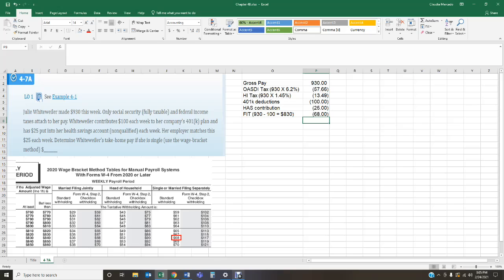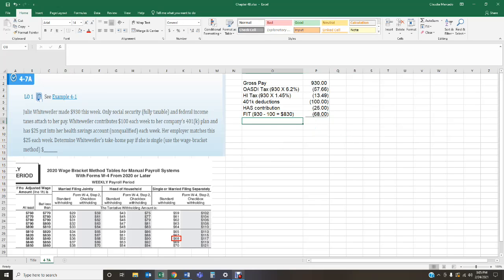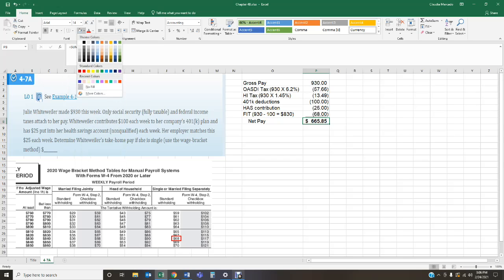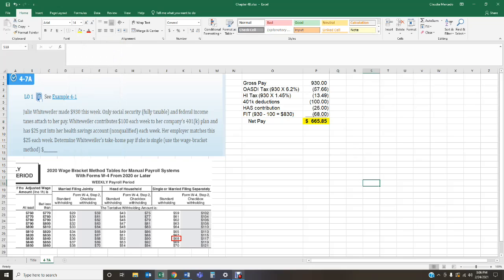So those are all of our deductions. We've got 1, 2, 3, 4, 5 deductions. Yes, we do. Now we can calculate how much is this employee going to take home. What is the net pay? So we're going to go ahead and we're going to get the $930 minus the $57.66 minus the $13.49 minus the $100 minus the $25 minus the $68. Okay. And then that gives us a take home of $665.85. Okay. That is how much the employee is going to be taking home.